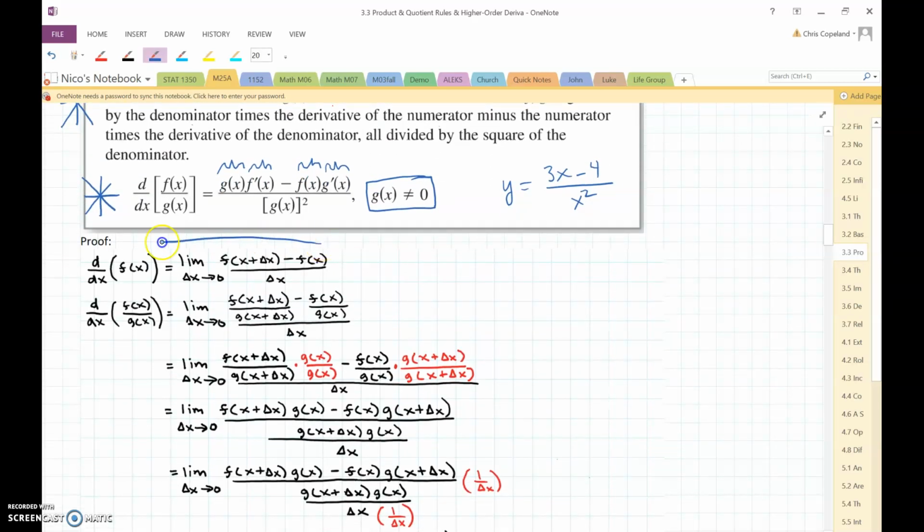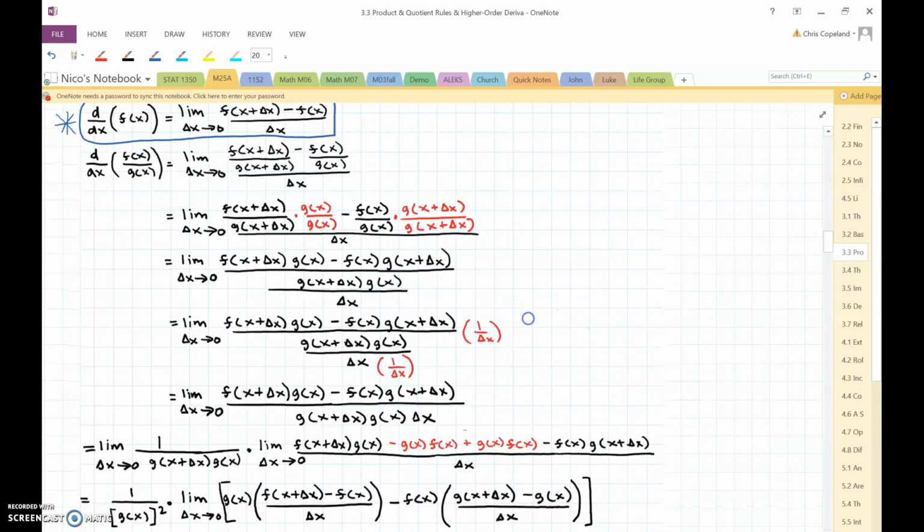So this should look very familiar. This is the definition of the derivative. Okay, this is when you are taking the derivative of f of x with respect to x. But we know here that we're taking the derivative of f of x divided by g of x. Actually, we are not going to go through this proof. This proof is similar to the product rule, so don't worry about this proof.